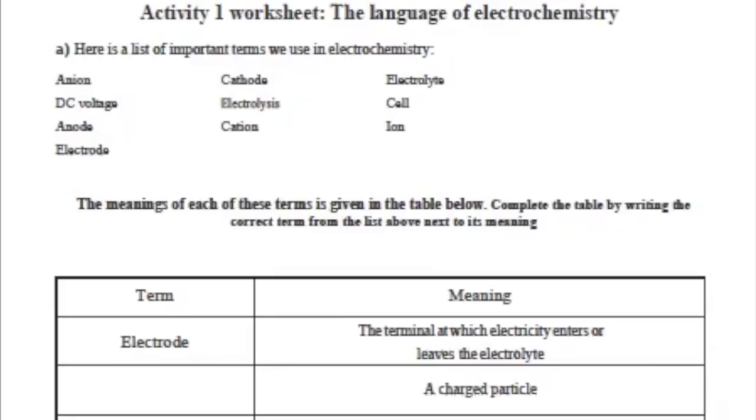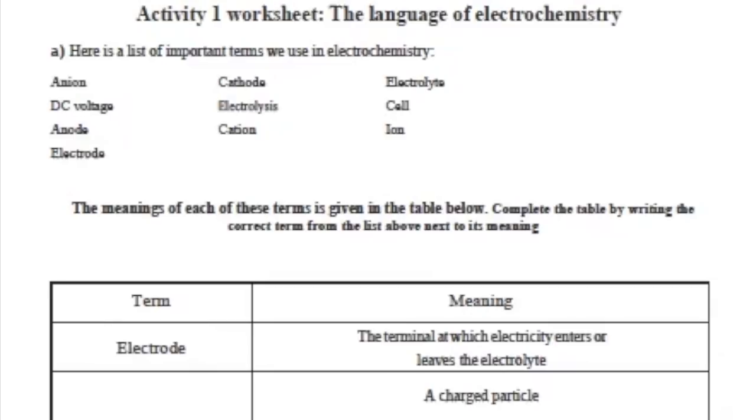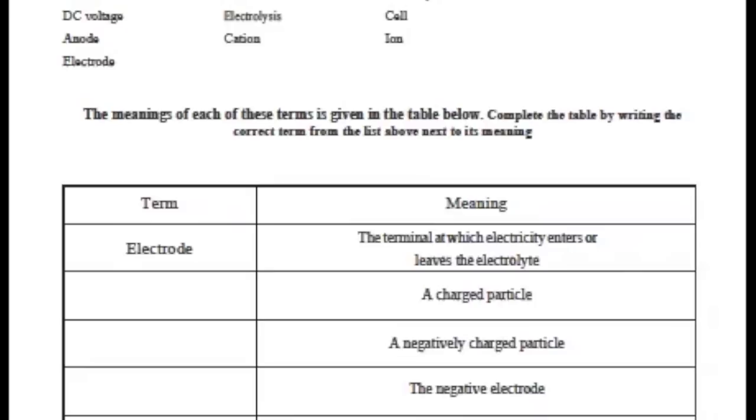It's like word meaning, we're going to be matching the definitions with the terms that are here. And the first one is done for us. The terminal at which electricity enters or leaves the electrolyte. That's called the electrode. So these are rods that allow electricity to enter and leave the electrolyte. And then the one up next, a charged particle. A charged particle would be an ion, and then a negatively charged particle.